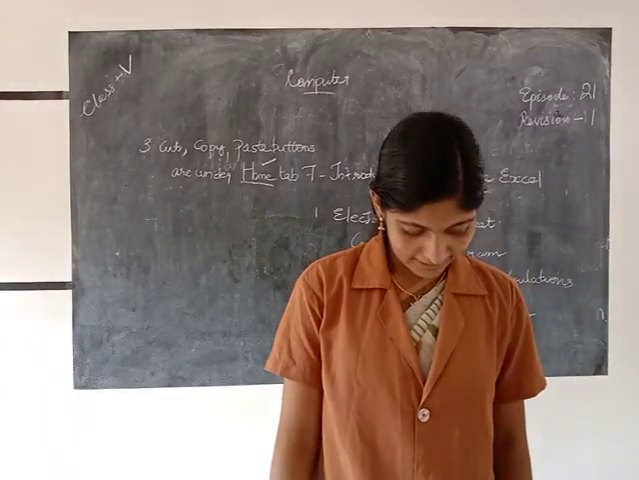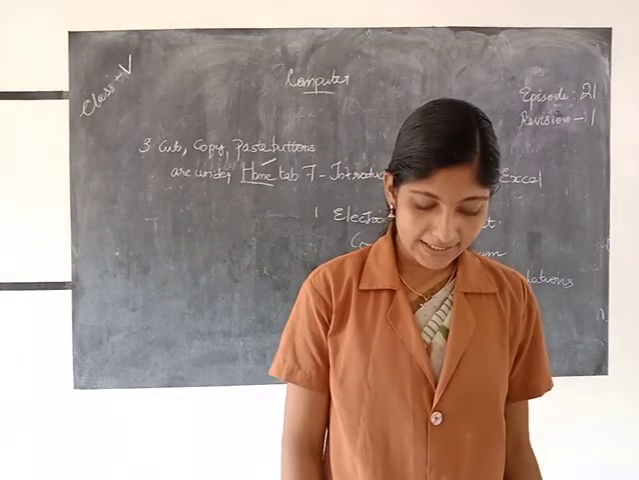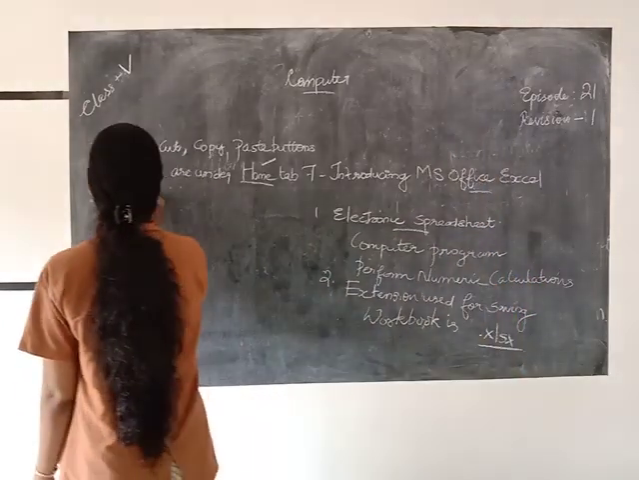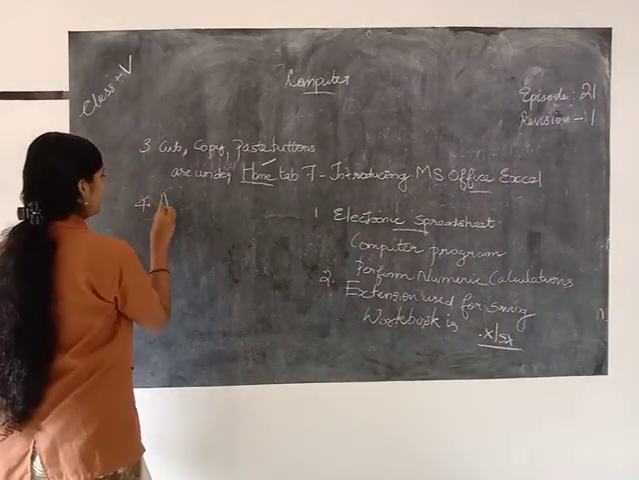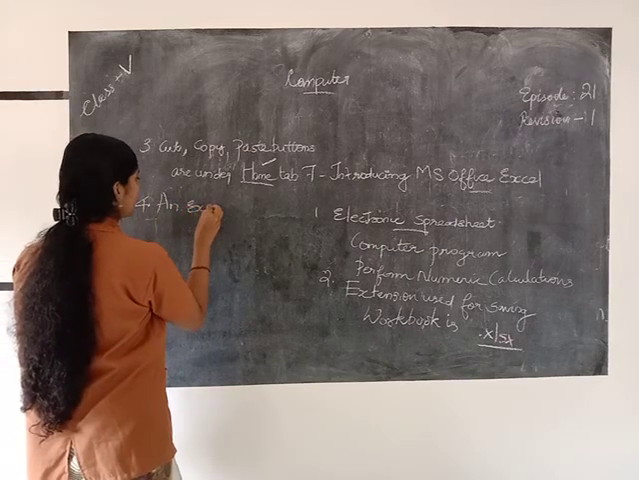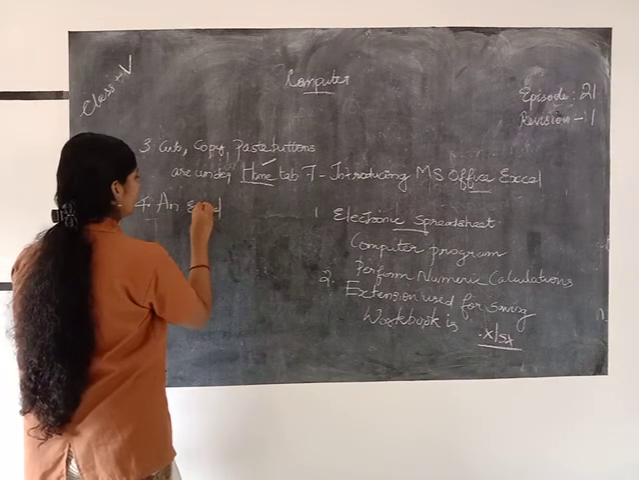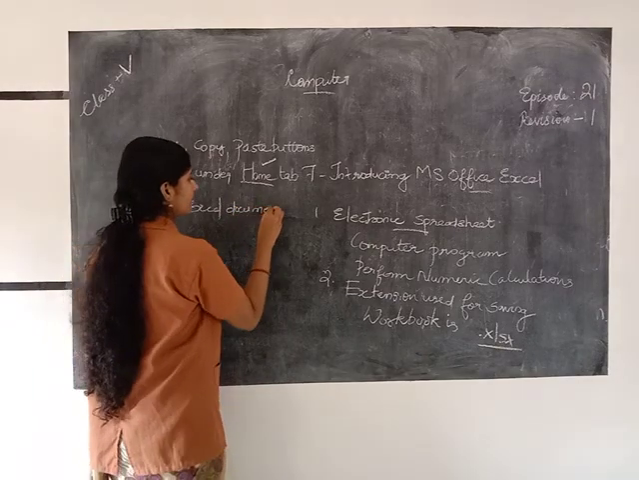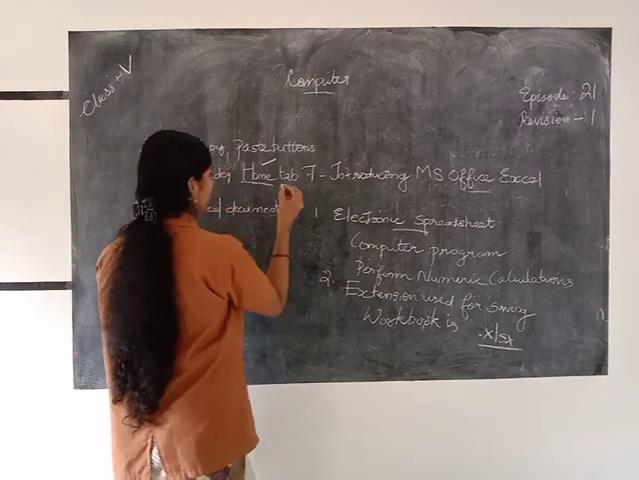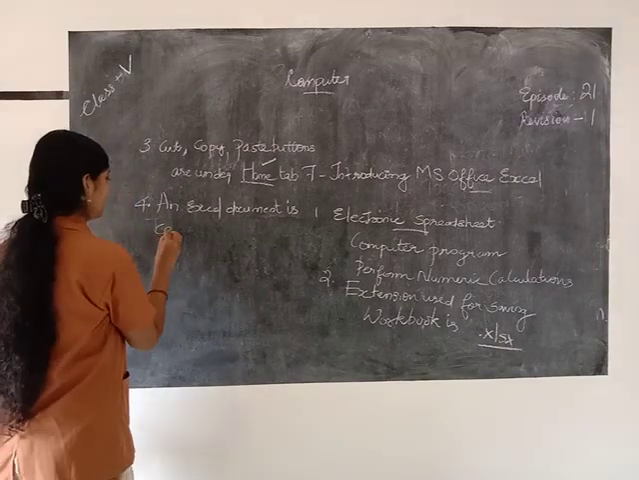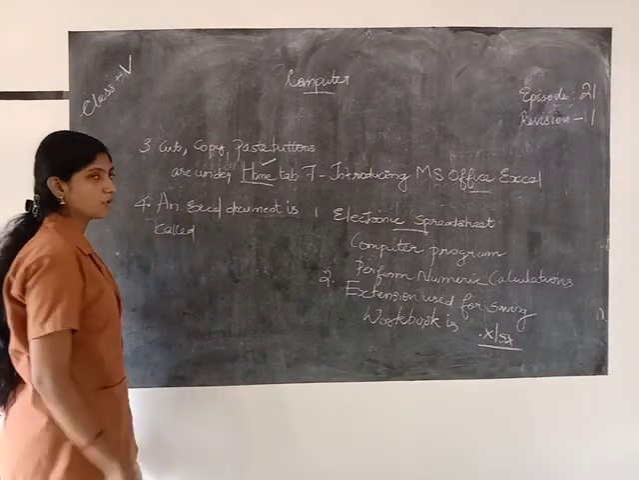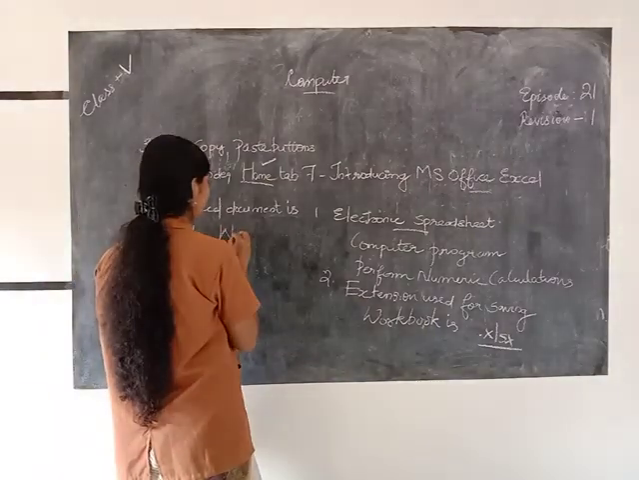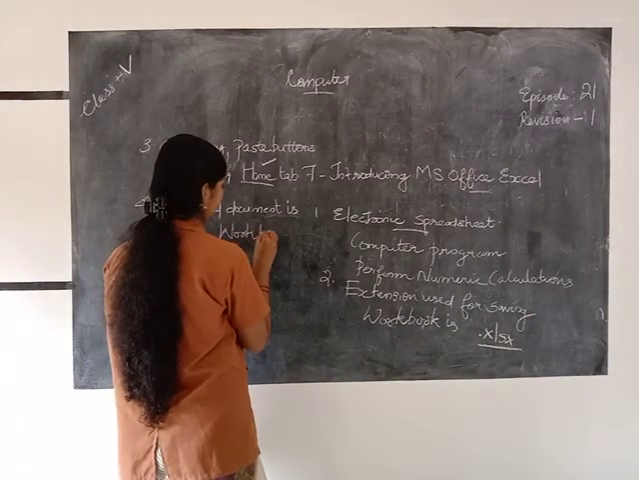Then next, an Excel document is called dash. Next point, number 4, an Excel document is called dash. An Excel document is called workbook.